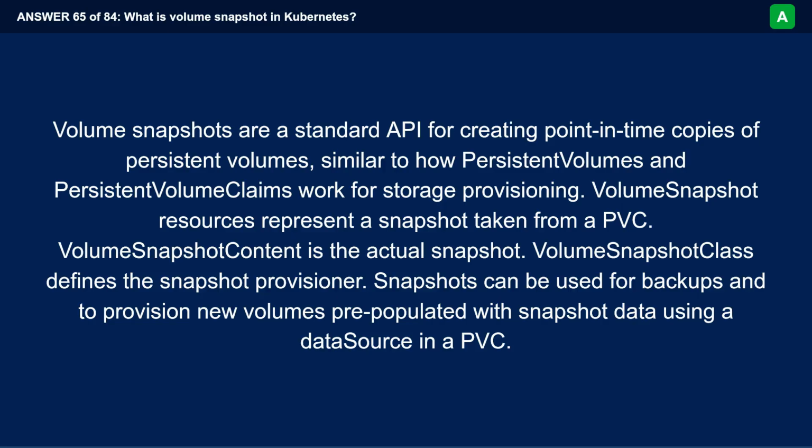Volume snapshots are a standard API for creating point-in-time copies of persistent volumes, similar to how persistent volumes and persistent volume claims work for storage provisioning. Volume snapshot resources represent a snapshot taken from a PVC. Volume snapshot content is the actual snapshot. Volume snapshot class defines the snapshot provisioner. Snapshots can be used for backups and to provision new volumes pre-populated with snapshot data using a data source in a PVC.